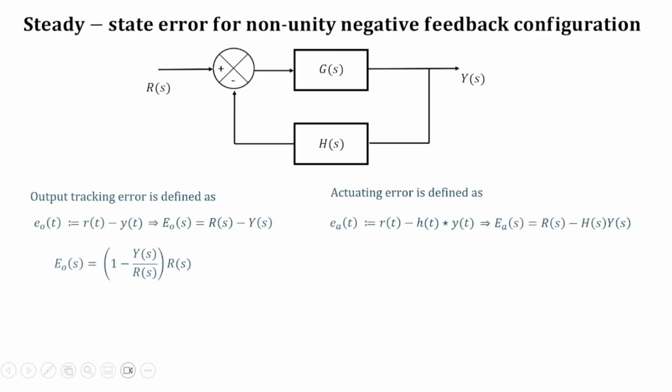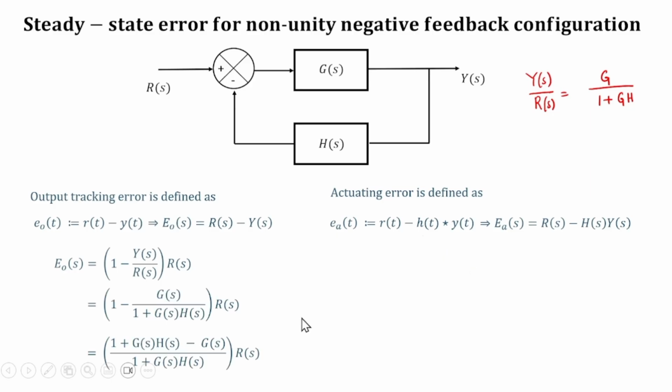Now, if I go ahead and find out the quantity E0(s) here, which is the Laplace transform of the output tracking error, you can see that Y(s)/R(s), what is Y(s)/R(s) from this block diagram? We know that Y(s)/R(s) is nothing but G/(1+GH), and that is what we will replace here, and the final quantity that we get will be of this form. So this will be our final expression.